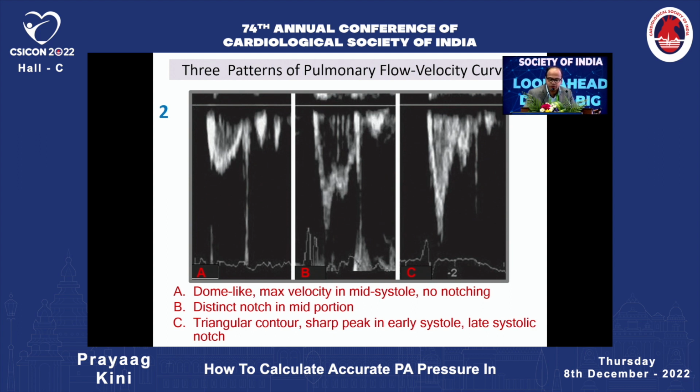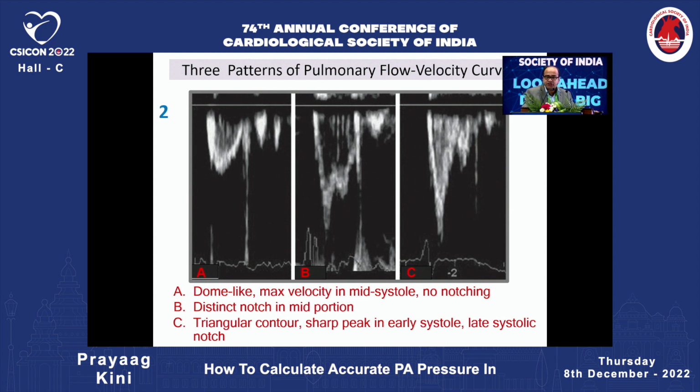So in terms of pulmonary flow velocity curves, this is an interesting point. You put a pulse wave Doppler across the pulmonary valve and see the pattern it gives you. If it gives you a nice dome-like velocity without any notching, this is more or less normal. It's not severe PH. But as it goes towards a notch, you have to go A, C, and then B. If it starts to notch, it tells you that there is PH happening. And when there is a mid-systolic notch, it correlates with severe PAH.